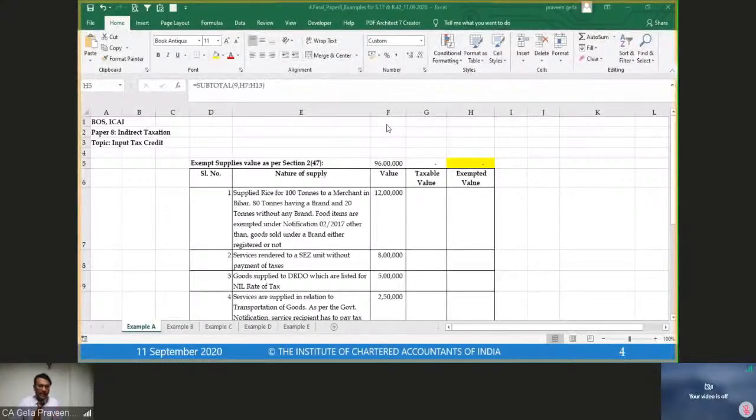Let us wait for another 1 or 2 answers, and then quickly we'll go back and check the right answer. Read carefully, understand your definition. Section 2 clause 47, where it has said nil rated, exempted, non-GST. This is what we have understood under section 2, subsection 47. Friends, whoever have finished, please put their answer so that we quickly will go back and check the right answer.